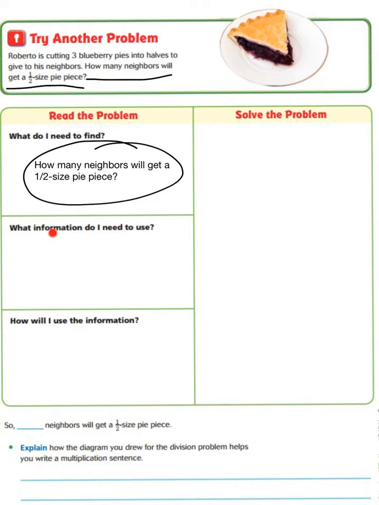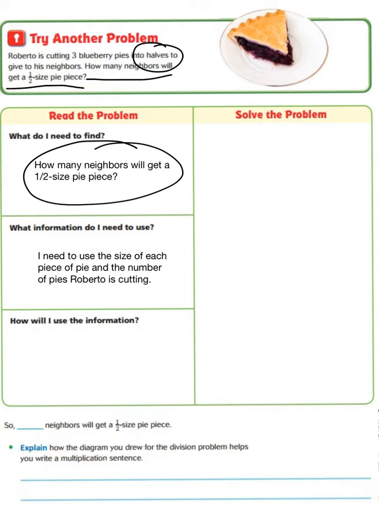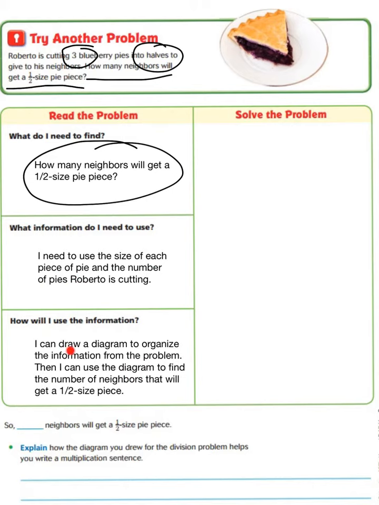So the next question, what information do I need to use? Well, I need to use the size of each piece of pie, which if we look up here, he's cutting it into halves, and the number of pies Roberto is cutting. And if we refer back to our word problem, we see that he is cutting 3 blueberry pies. So the next question is, how will I use the information? Well, I can draw a diagram to organize the information from the problem. Then I can use the diagram to find the number of neighbors that will get a 1/2 size piece. So let's come over here and solve the problem.